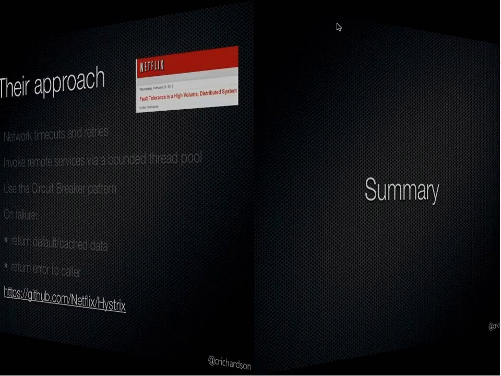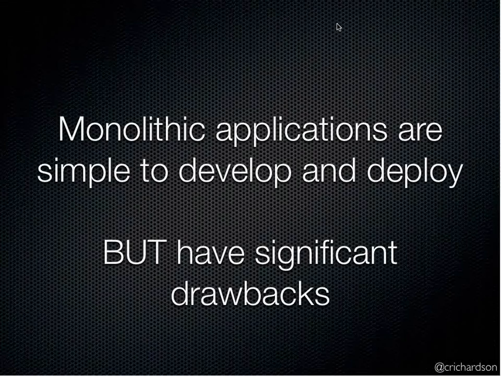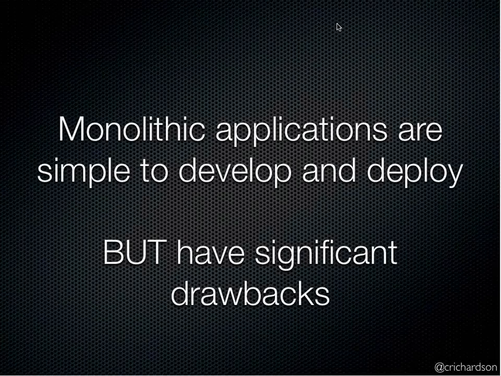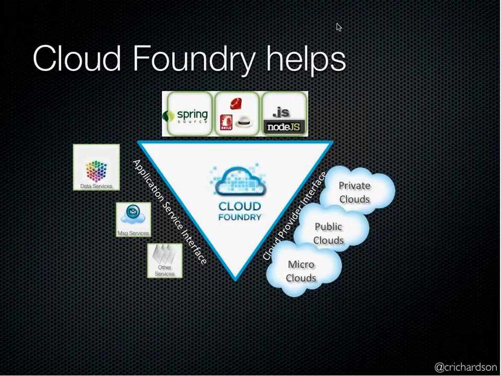Okay, so that's pretty much my talk. In summary, monolithic applications are simple to develop and deploy, but at scale they have significant drawbacks. So you want to apply the scale cube and decompose your application. And that lets you develop and deploy all of these services independently. And of course, the services might be written using a variety of different languages and different frameworks. And then having a platform as a service like Cloud Foundry can simplify the deployment, development, and testing of those applications.